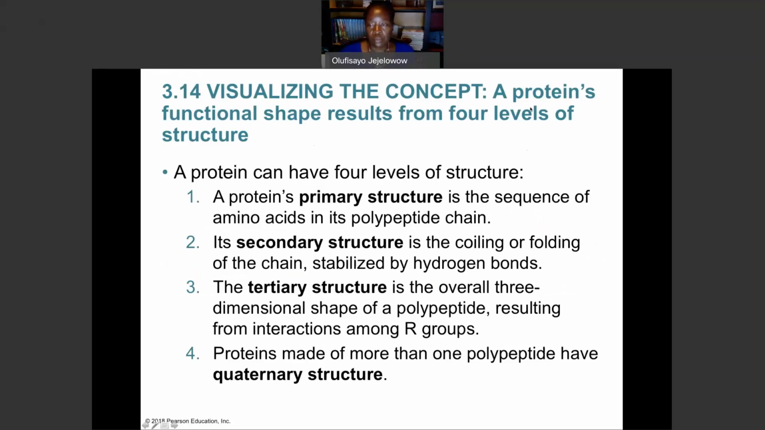So a protein can have 4 levels of structure. The primary structure is simply the sequence of amino acids joined together by dehydration reaction. You have a long chain, or polypeptide chain. Secondary structure is formed by the coiling and folding of the chain as the members of the chain hydrogen bond with one another, and the hydrogen bond stabilizes them.